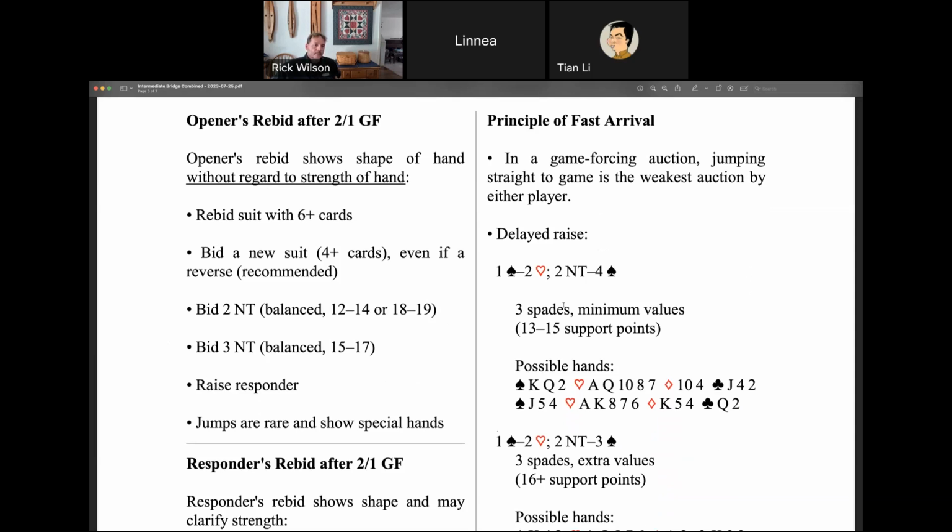So Rick, I have a question on this. I've read cases where some people advocate jumping to 4 of a major when you have a minimum opener but a 7-card suit. Do you agree with that? Yeah, if you have like 7 spades and a minimum hand, 12 high card points, I think that could be okay.